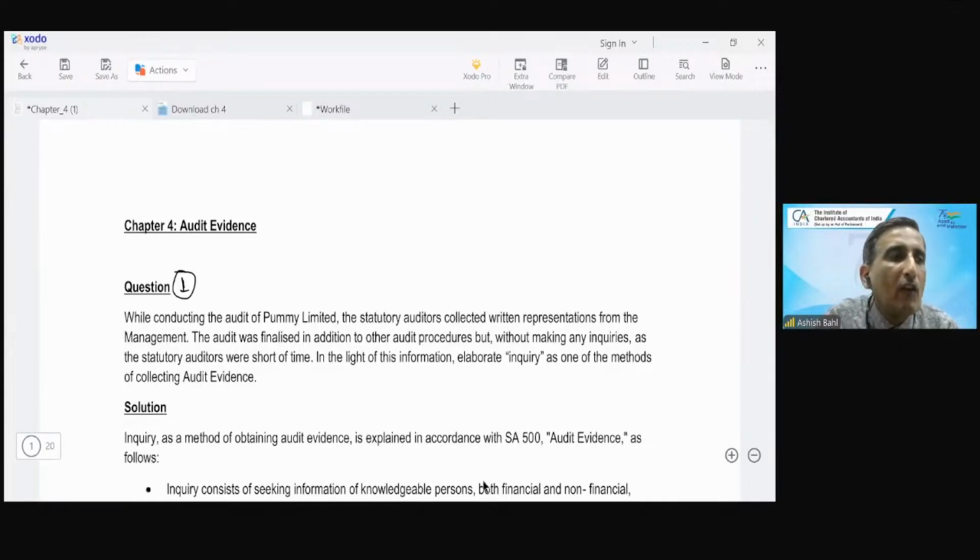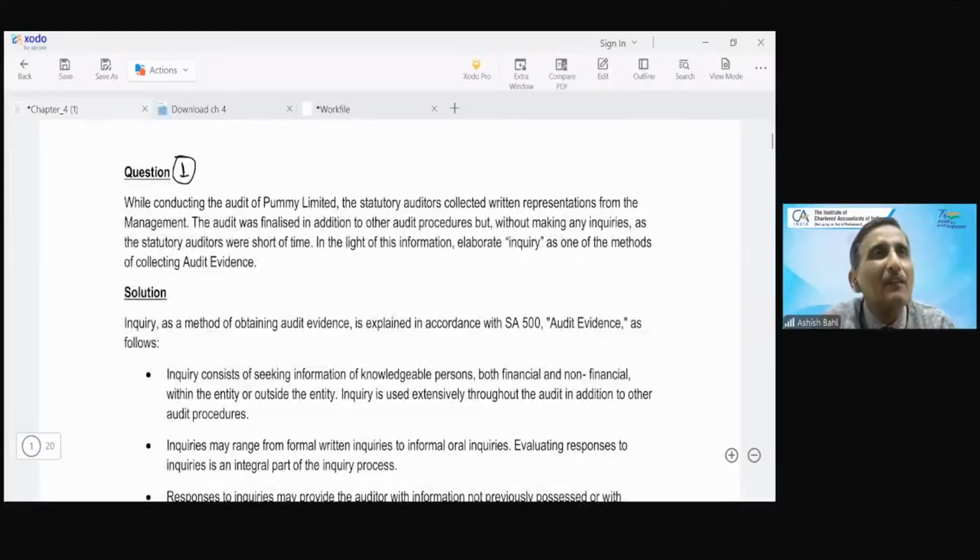Okay. So first of all, you have to write what inquiry means. Inquiry consists of seeking information from knowledgeable persons, both financial and non-financial, within the entity or outside the entity. Inquiry is used extensively throughout the audit. So obviously, Harshit, you can't make this line out of your own in examination conditions. You have to read it twice, thrice, so that it gets embedded in your mind. You have to remember it.